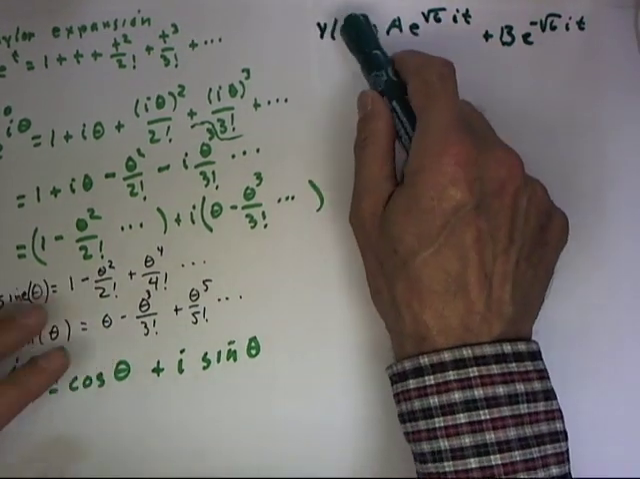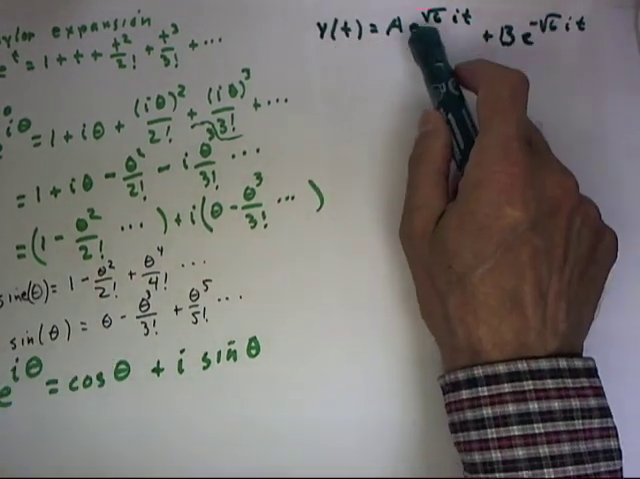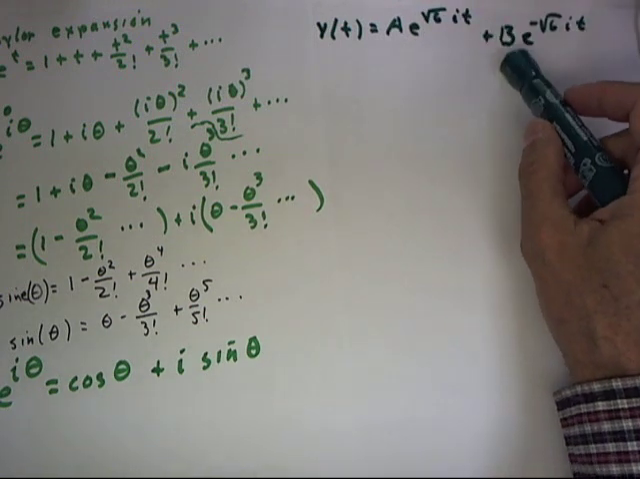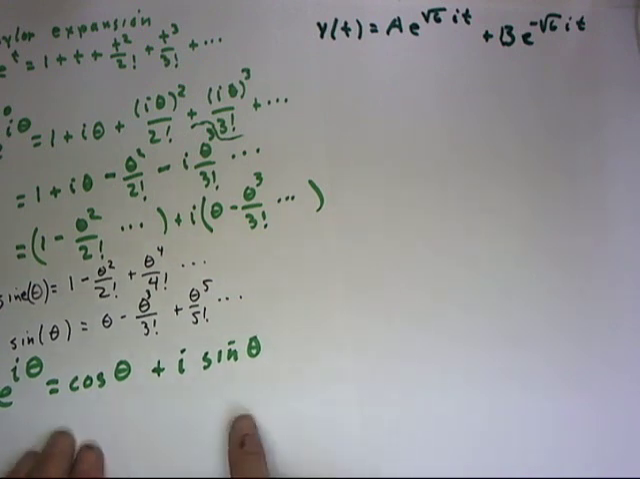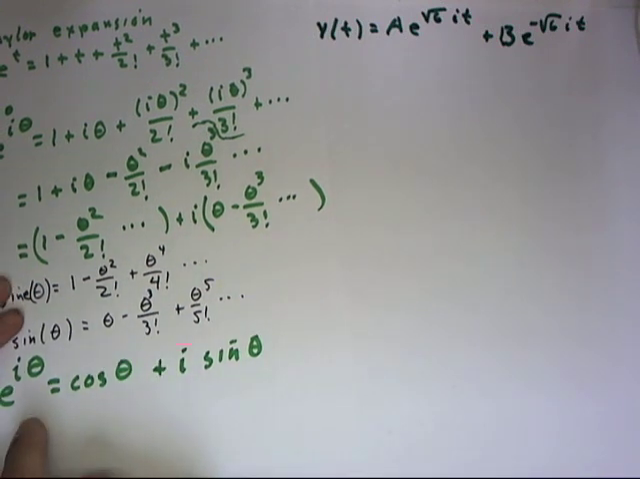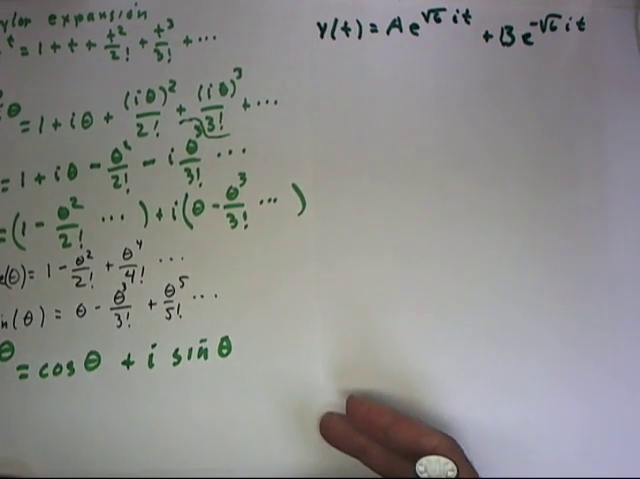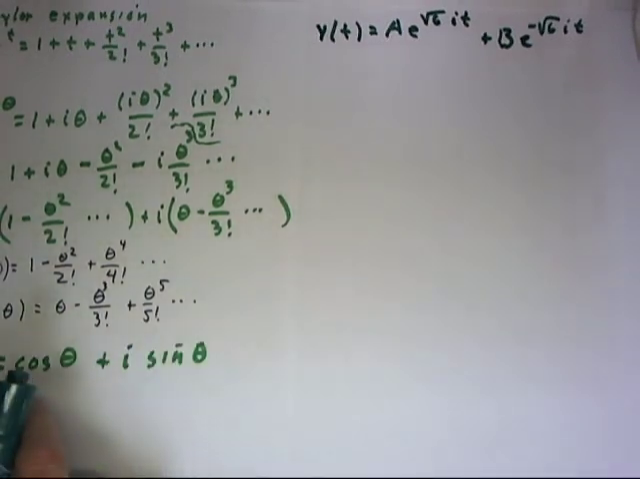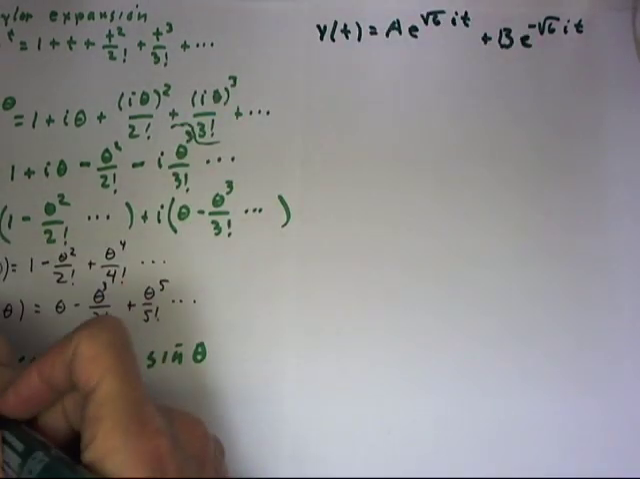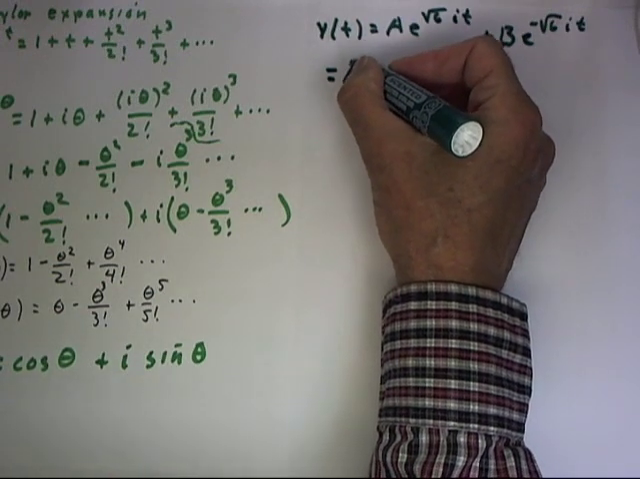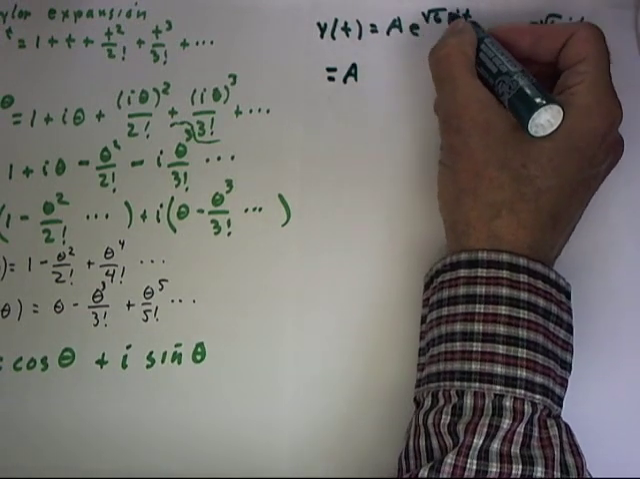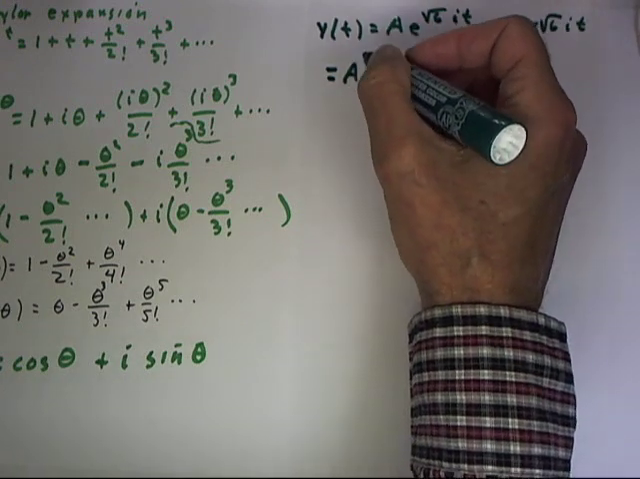Okay, here's our function y of t equals a e to the square root of 6 it plus b e to the negative square root of 6 it. Here's our Euler identity, e to the i theta equals cosine theta plus i sine theta. What does this identity tell us about this solution?